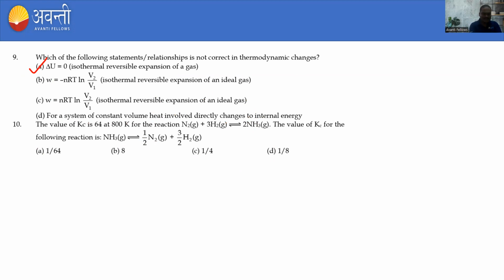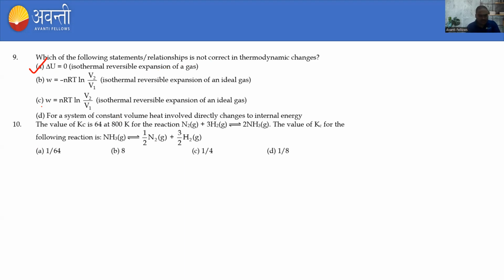The next is given as W is equal to minus nRT ln V2 by V1 for isothermal reversible expansion process. So this we know, W is equal to nRT ln V2 by V1, right? For the isothermal reversible, and delta U is also 0. So which of the following statements is not correct, right? So they are asking which of the following is not correct for this.